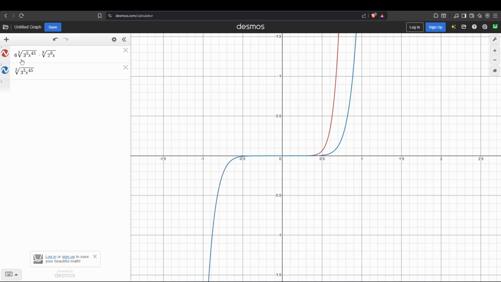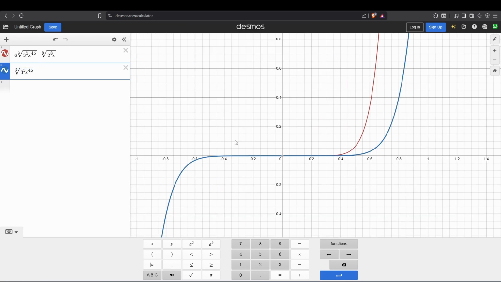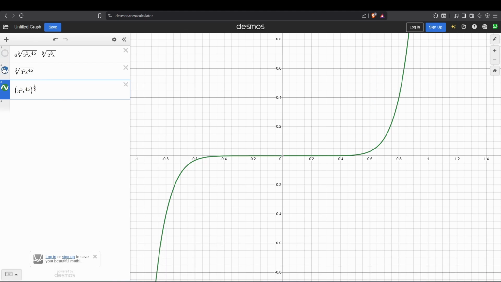This is what we have. It's the 5th root of 3 to the 5th times x to the 45th. When you are looking at exponents like this, you have to remember that there are a few different rules for exponents. You can rewrite this inside of the equation as this, and then to the power of 1/5, because as you can see here, these equations overlap, showing that they're the exact same thing.